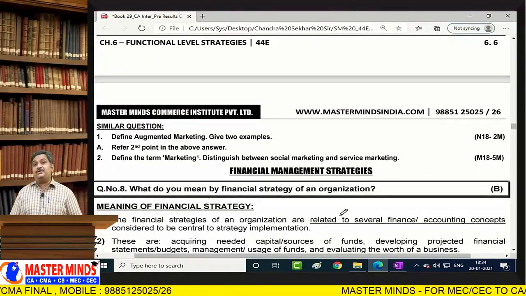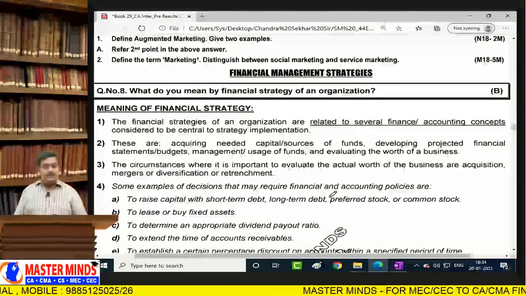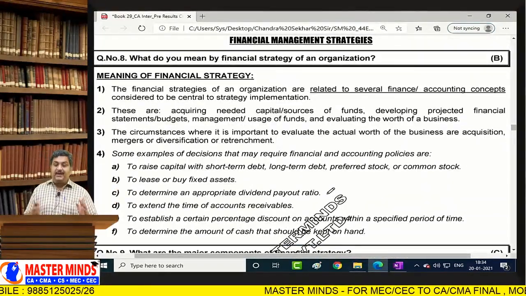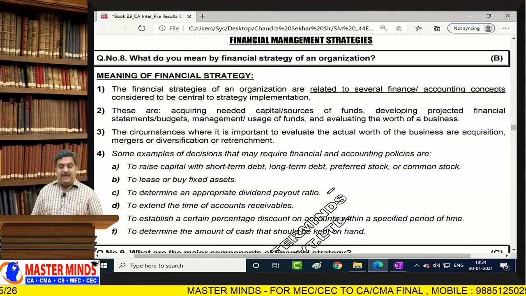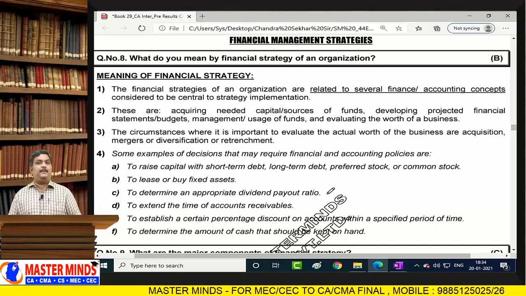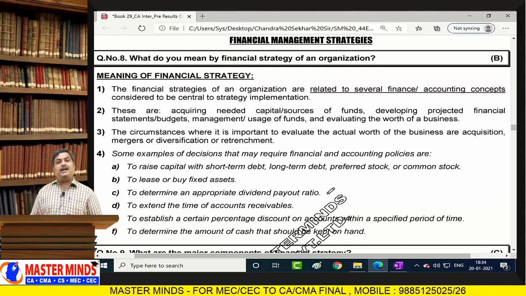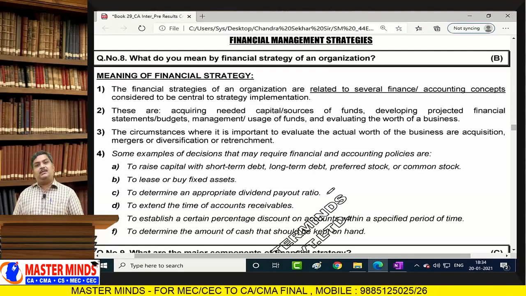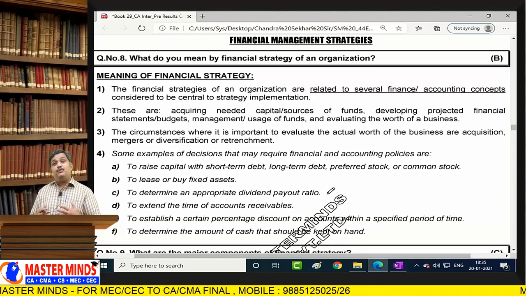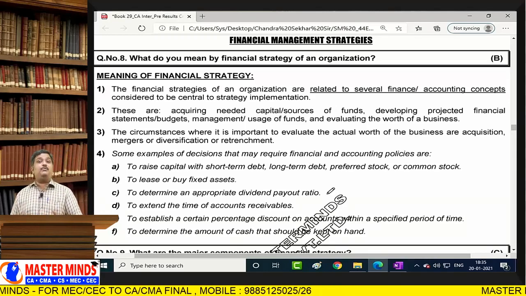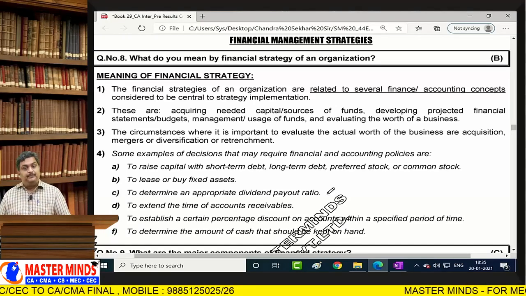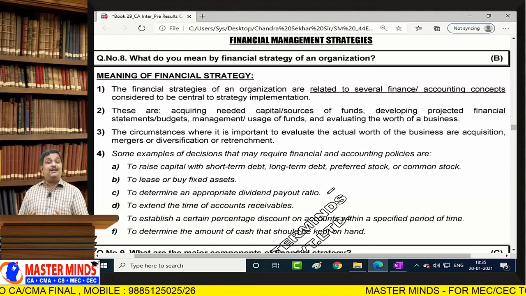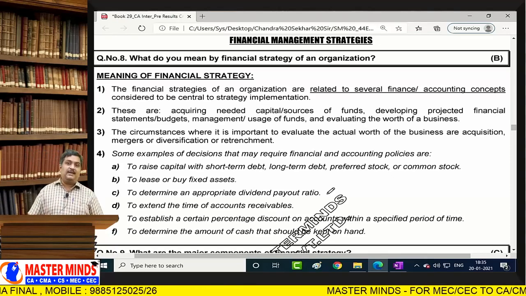Now with that, we have finished marketing strategies. Now let us focus on another functional area which is very important, that is financial management strategies. Now what do you mean by financial strategy of an organization? Already we know financial management is the most important concept of business, because how better you manage your finances, how better you manage your working capital, how better you manage your debt equity ratio, this all will decide or determine the success of your organization.